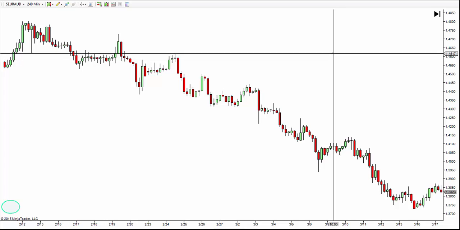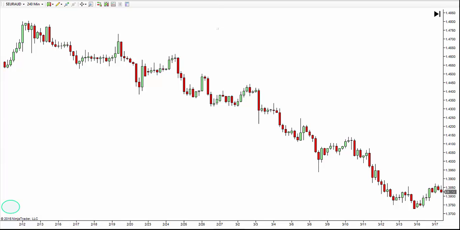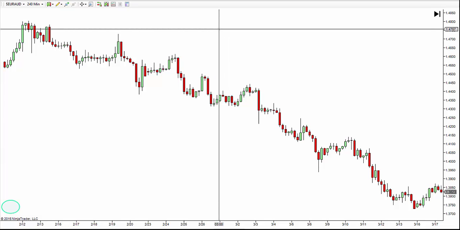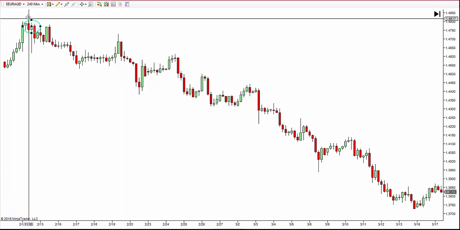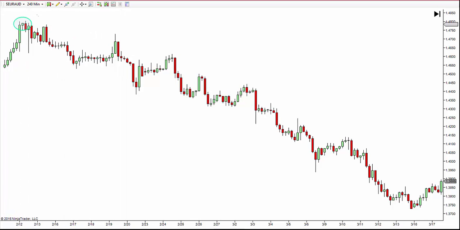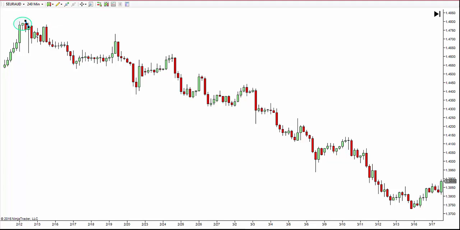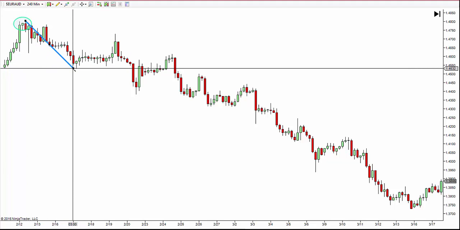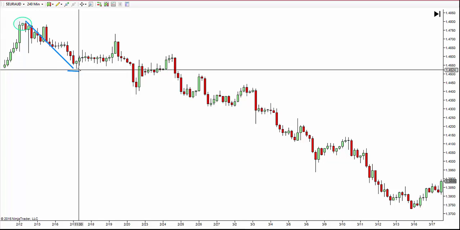I've got the chart up here, the Euro Aussie on the 240 minute. So that's each candle representing 4 hours for those who may not know. All I'm going to do is use this point up here as our starting point. I'm going to draw the trend line on, and we're going to get our initial move down. And at this point here, this is going to be our initial structure low.